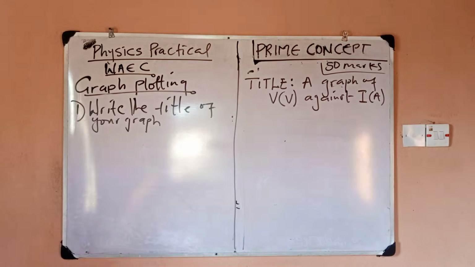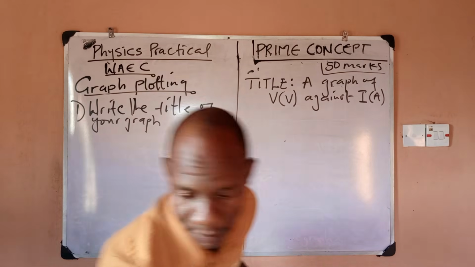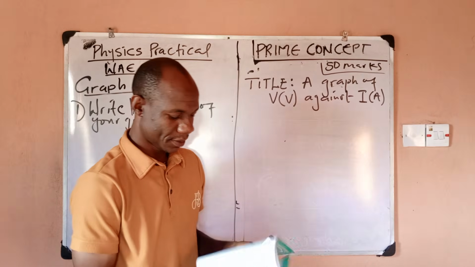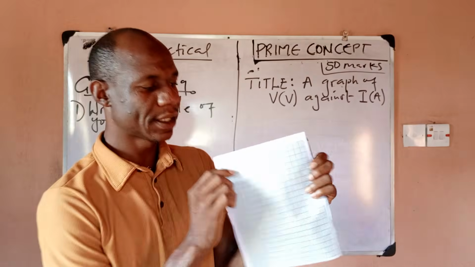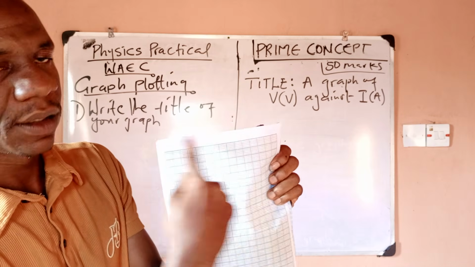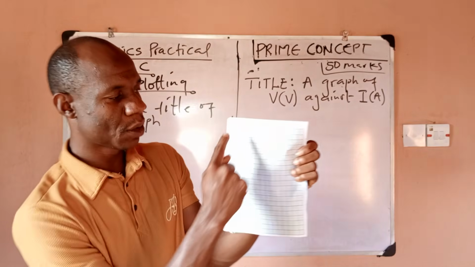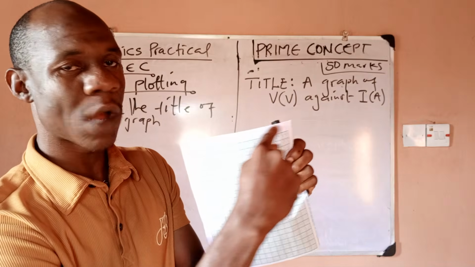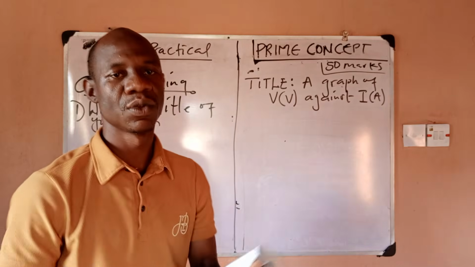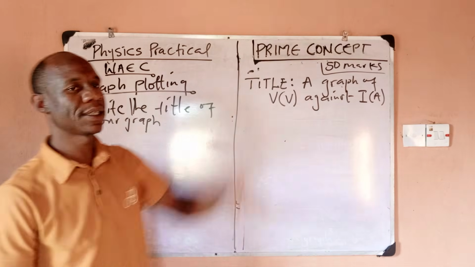Let me show you a graph. Say you have this graph. You can see this clear space. Use it for your title so that it will be obvious to the examiner. When you write inside this box, you will not be penalized, but it is best to write on this white space so that your title will be very clear. So this is the first thing you write, the title of that graph.